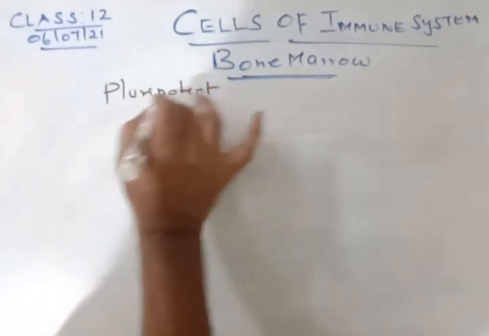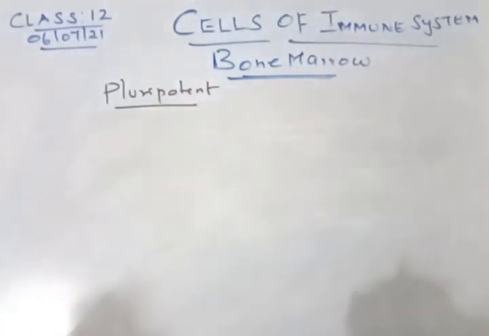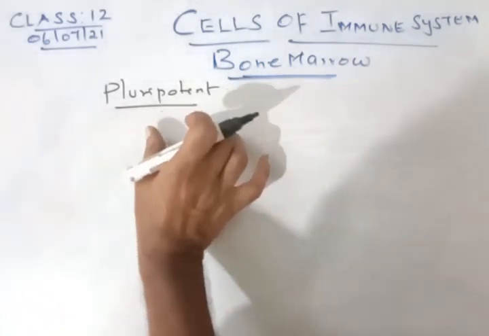Potent means potentiality. Pluri means it has the potentiality of giving rise to various cell types. So bone marrow cells are the stem cells. So what kind of a stem cell is it? Here, pluripotent.